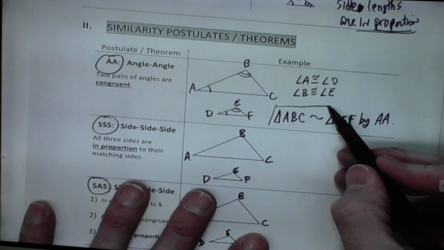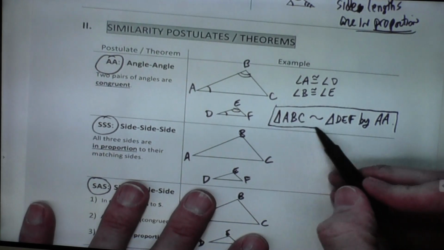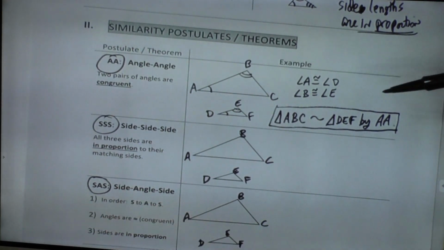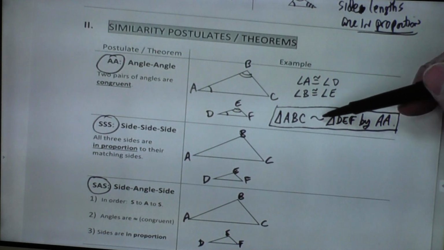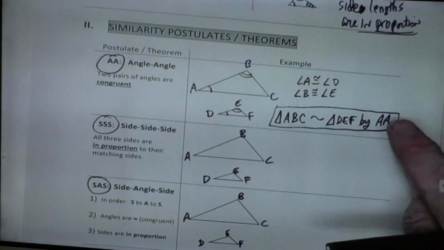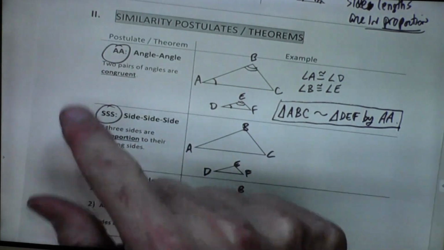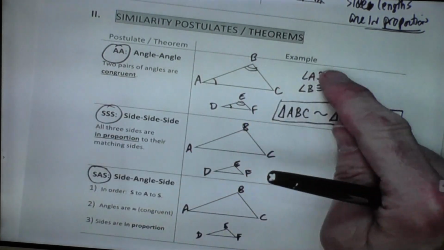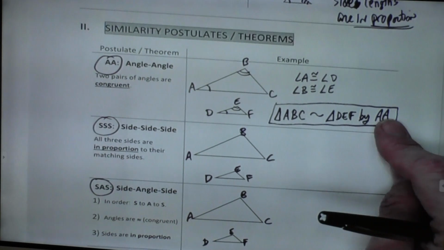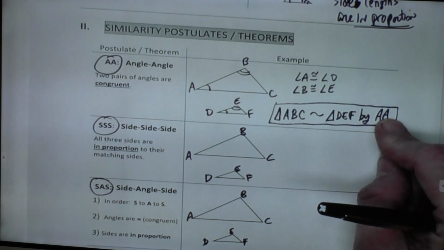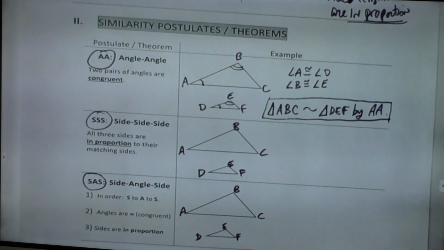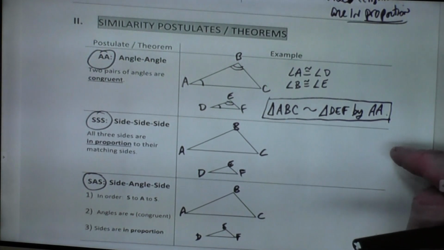Now let me explain the parts of this and what I'm particularly particular about. Most people don't have any problem with using the similar sign, but many people forget to write the reason why. So you have to write by one of these three things. In this case, the proof for this one is AA. There's enough information to say AA. So you have to actually write by AA. I expect to actually see that.